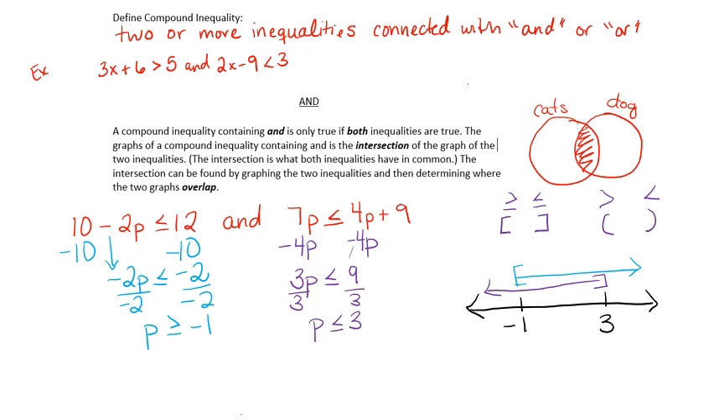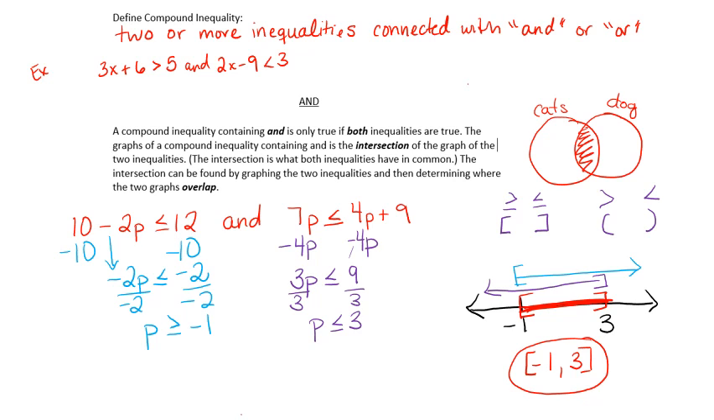So my solution, what I'm actually going to graph, is where they overlap. So it starts at negative 1, it goes to 3, and it's everything in between. So when I write this in interval notation, it starts at negative 1, and it goes to 3. This is the solution written in interval notation, and that's what we're looking for.